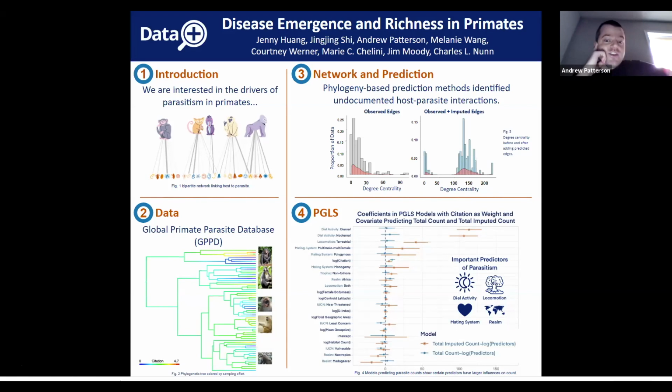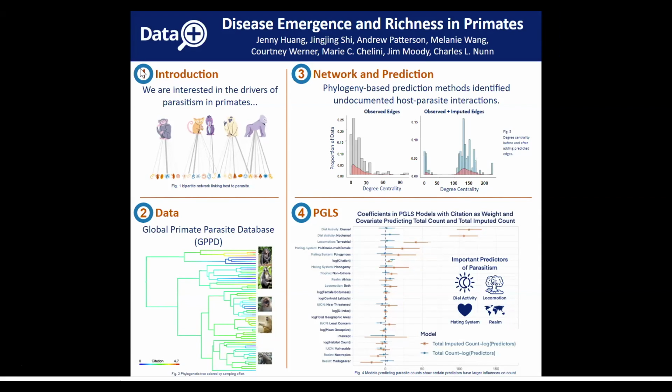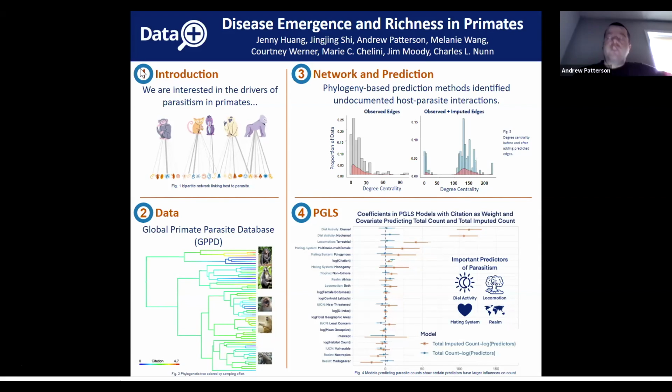Thank you for coming to see our poster for our Data Plus project. We have been diving into understanding the drivers of parasite richness in primates. In this context, parasites can refer to traditional parasites such as mosquitoes or helminths, parasitic worms, but we also expand that into viruses, bacteria, and fungi. So pretty much anything that takes energy from the host.